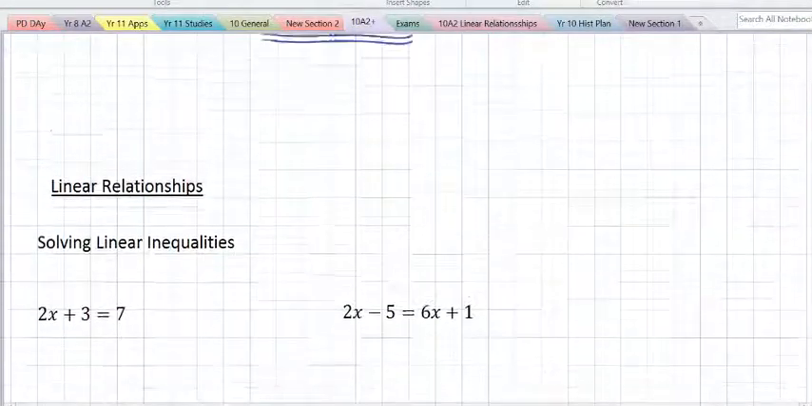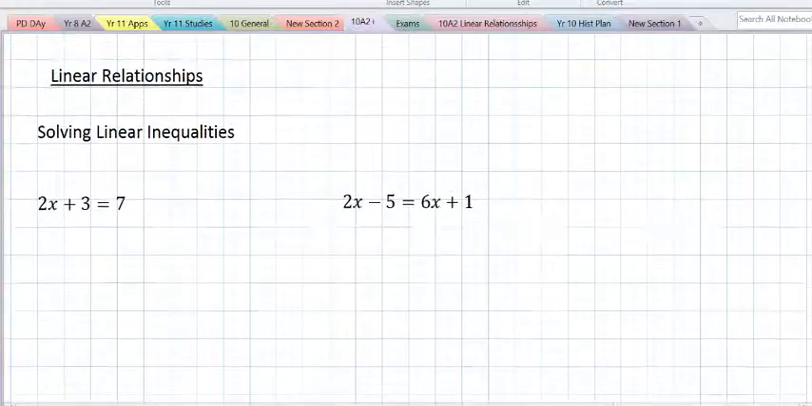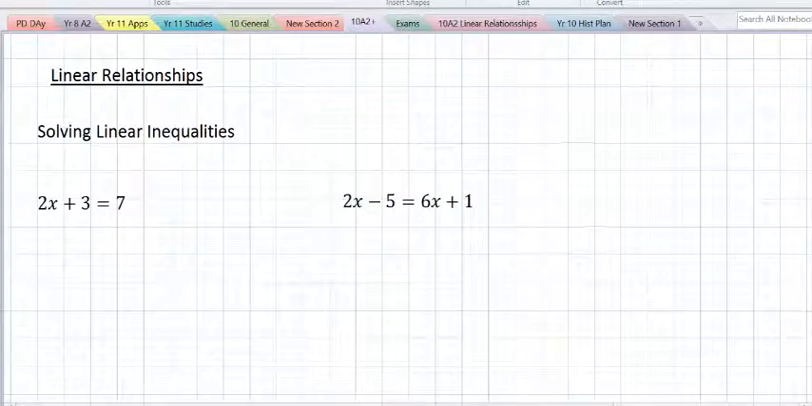Linear relationships. Solving linear inequalities. It shouldn't say inequalities, it should say equations.